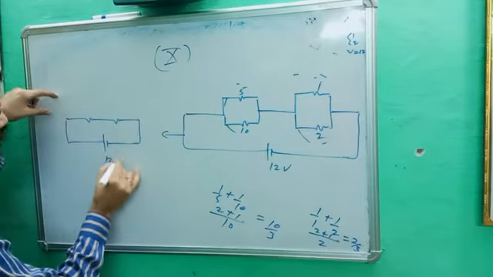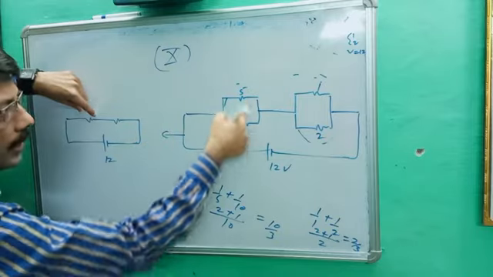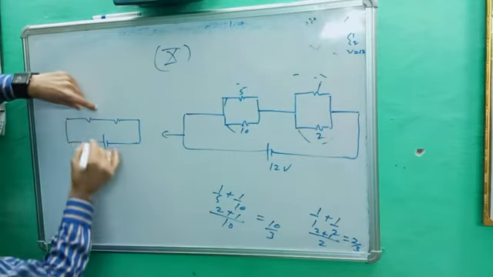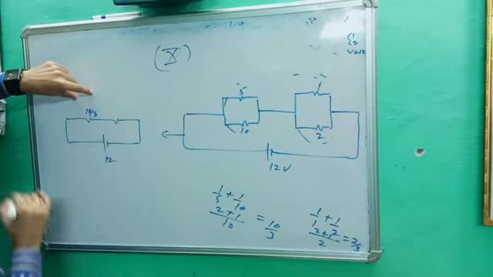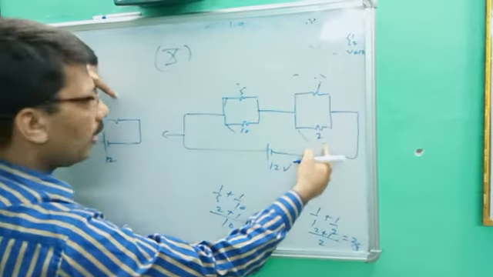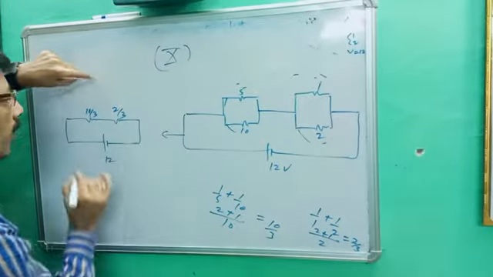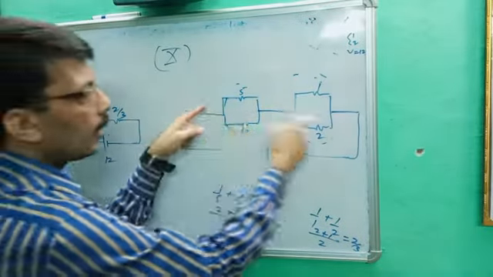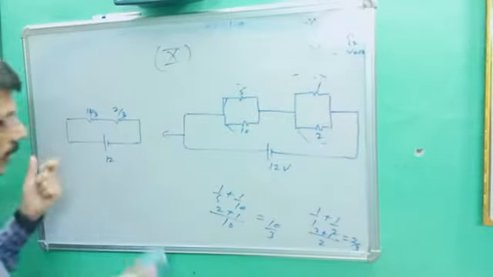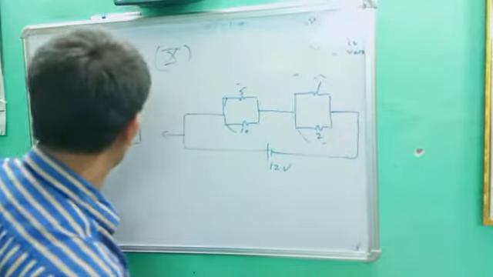This is 12 volt. This resistance, you got 5 and 10, they are in parallel, so we can write here 10 by 3. 1 and 2 are in parallel, we can write here 2 by 3. And no doubt they are in series. Now we remove it.